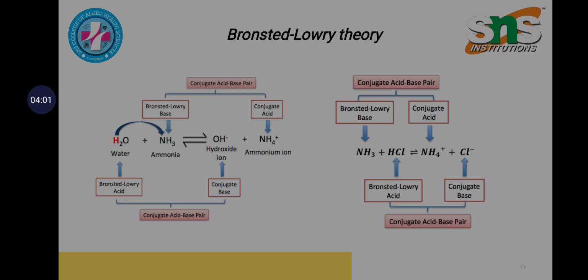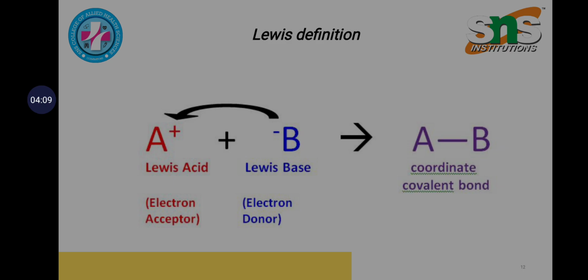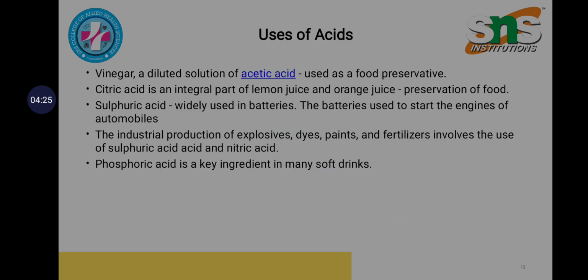Bronsted-Lowry theory is the production of a conjugate acid base pair, where the base reacts with the acid to form its conjugate. And in the Lewis definition, a Lewis acid plus a Lewis base gives a Lewis acid base adduct in the form of a covalent bond, where the electron acceptor and electron donor share the electrons in the covalent bond.